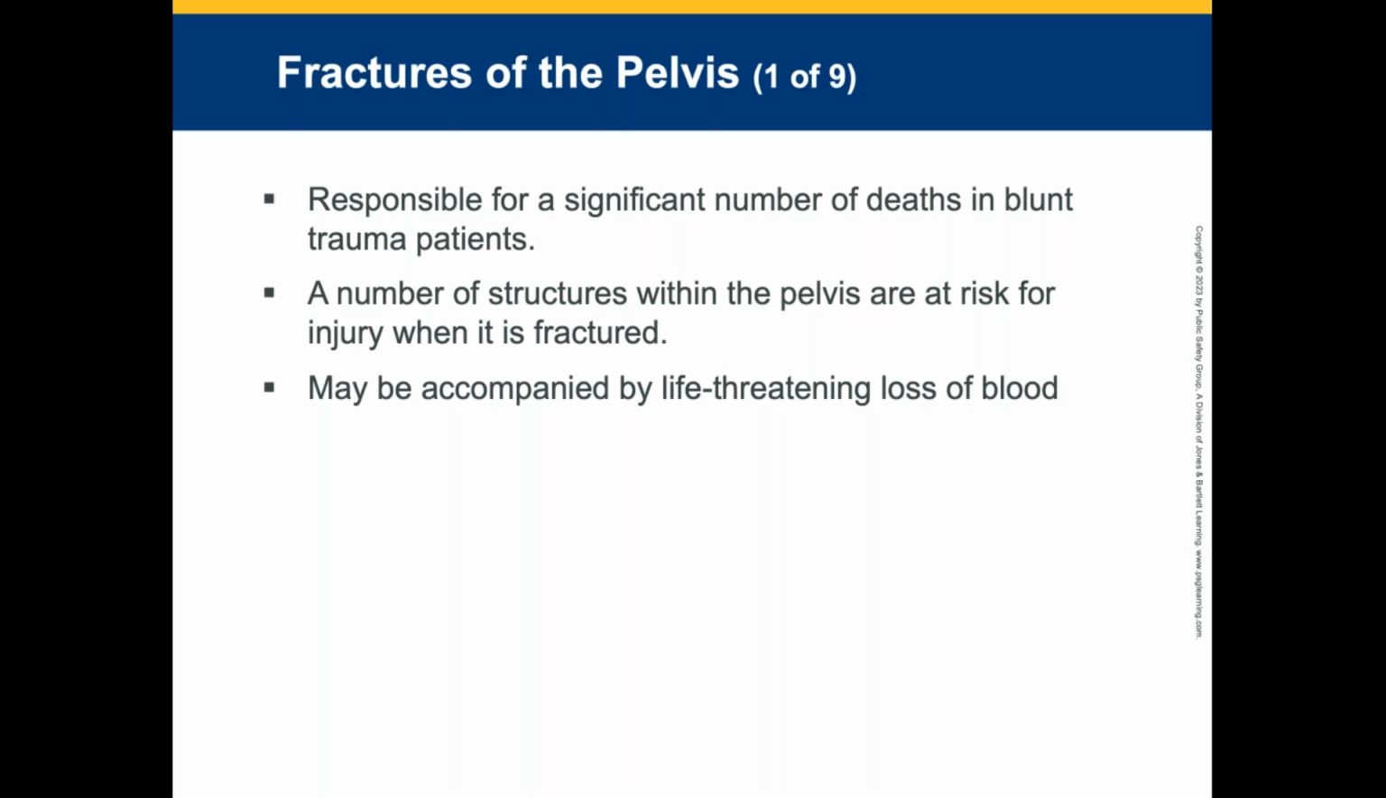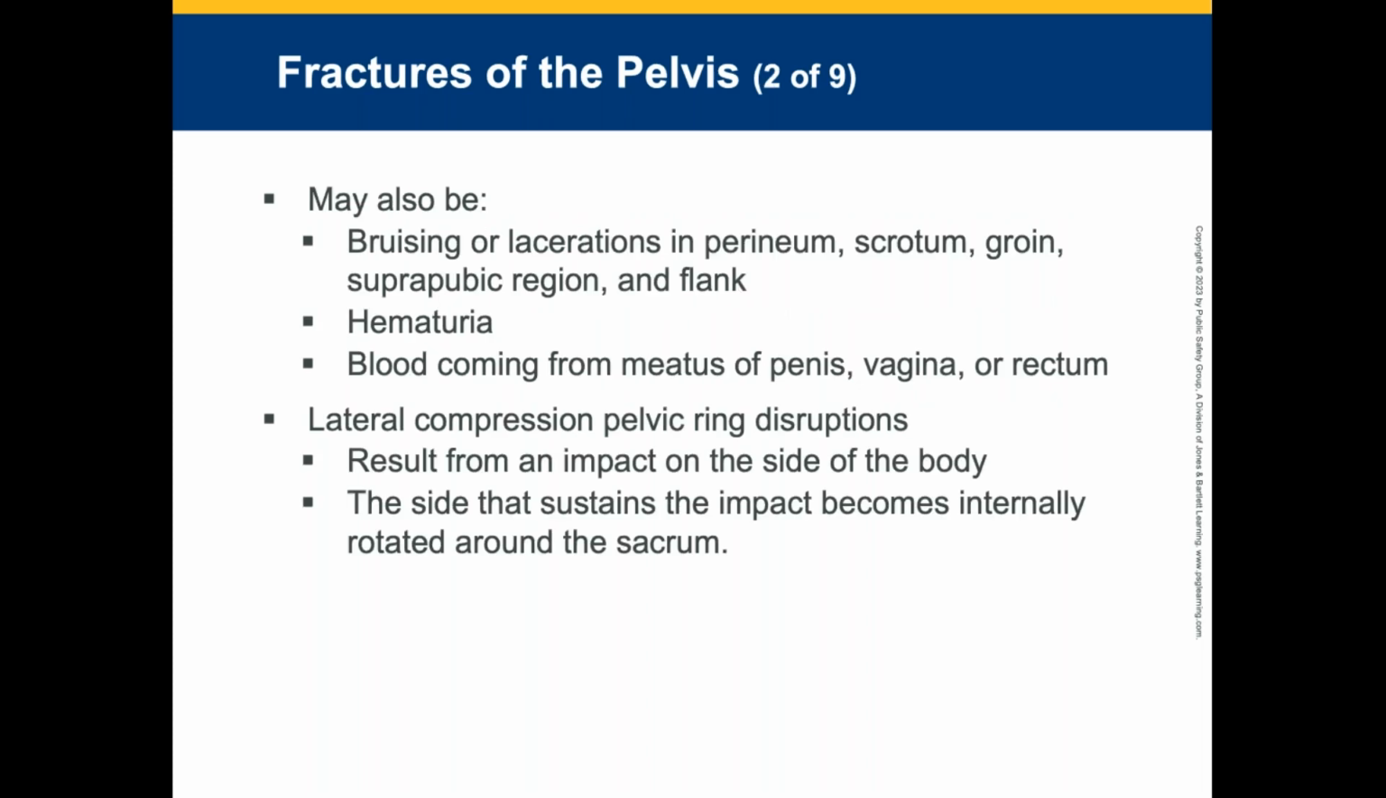So you have to look at everything, what you see, what you're doing, projected patterns of how the patient was laying on the ground too, whatever it may be, and say, this all lines up with this type of fracture. More severe injuries may show profound shock, gross pelvic instability. The next one I have here is actually an X-ray, which is pretty cool. I'll show you the next slide. Bruising or lacerations of the perineum, scrotum, groin, suprapubic region, and flank. Hematuria is blood in the urine, or blood coming from the meatus of the penis, vagina, or rectum.